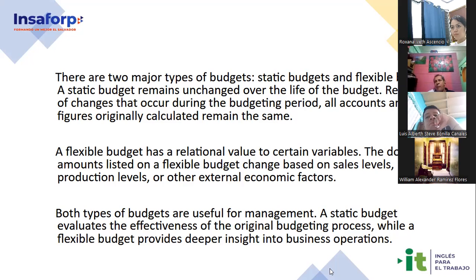So yes, in general, we have two major types of budget, the static budgets and the flexible budgets. The static, as the name says, you can't change. It's the amount of money that you will have provision for this period, and that's it, right? On the other hand, the flexible depends on the sales levels and the production levels. So sometimes every quarter or even every month, you have more money or less money from the budget. So it adjusts, most likely with a percentage.